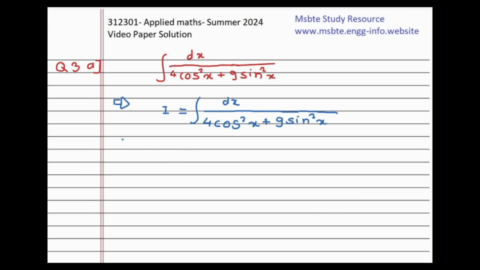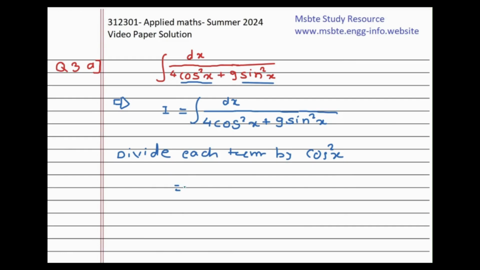So this is question number 3A on the question paper of summer 2024. Such a question is to be solved by a particular method. To identify this question, in the numerator and denominator, there must be either cos square x or sin square x or both terms. So the standard method to solve this is to divide each term in numerator and denominator by cos square x. This is the standard method. And then afterwards solve it by the substitution method.